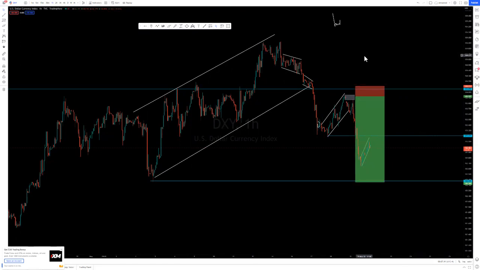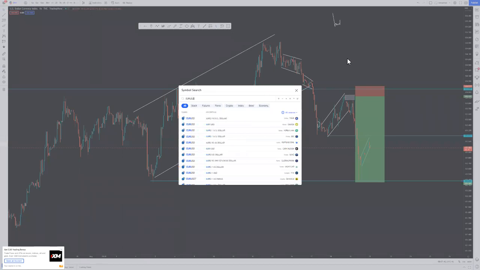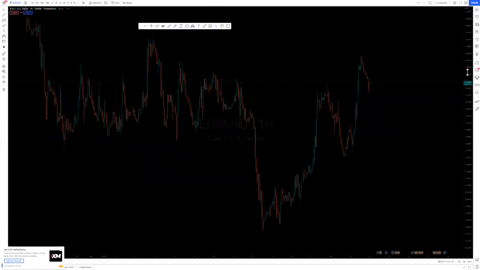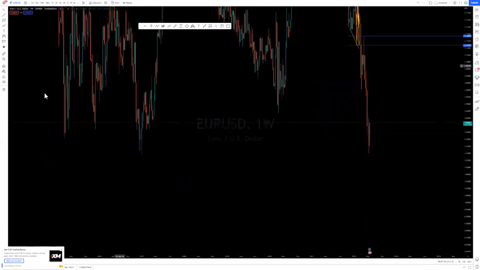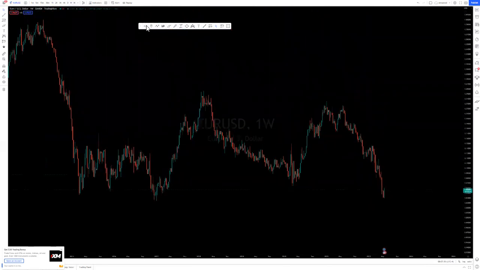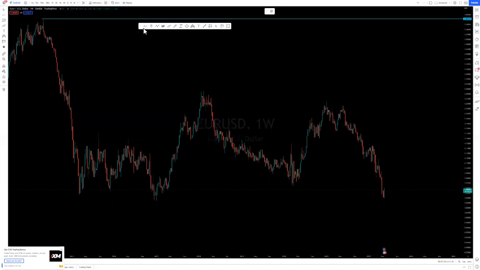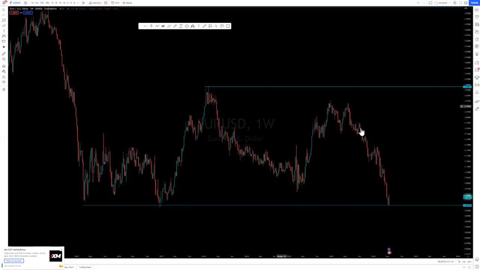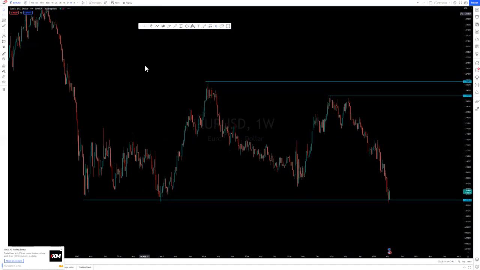Okay, Euro USD. I think I had an interest on Euro USD. Okay, let's go to the weekly. So the weekly on Euro USD. Okay, that's all that was playing out, guys. So okay, first high. And then I have my lower low. I have my important level.